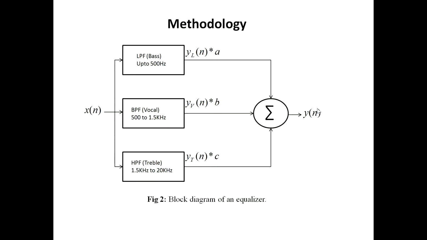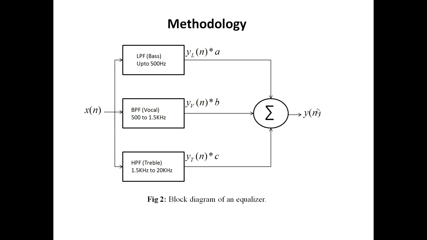If we take the scalars A, B, C in the range 0 to 1, it will attenuate, and if we take the scalar values which are greater than 1, it will provide gain for the amplifier. The rest part will be explained by Vishwesh, that is implementation part on DSK board.